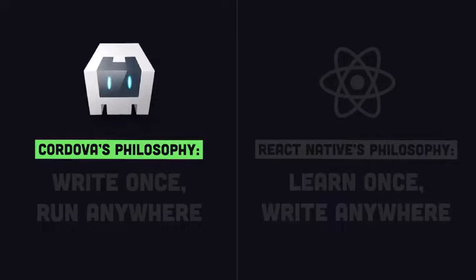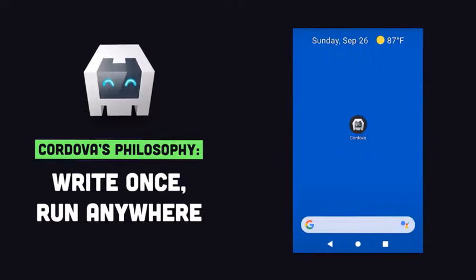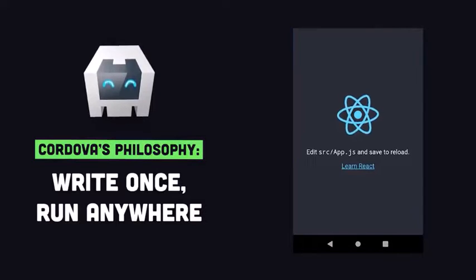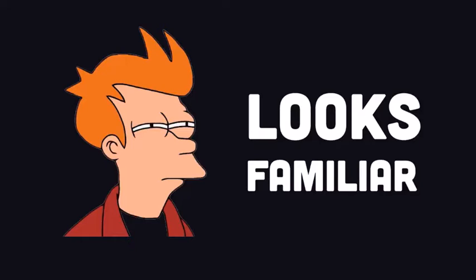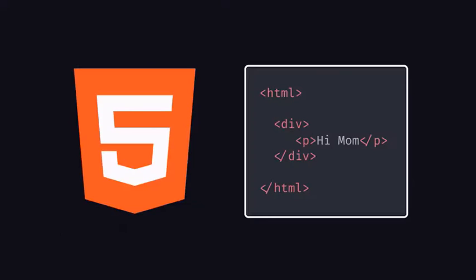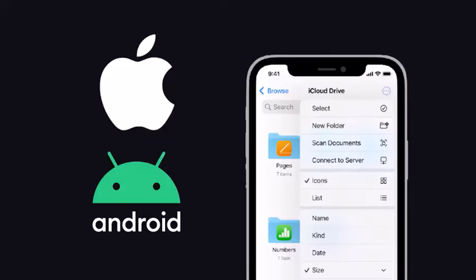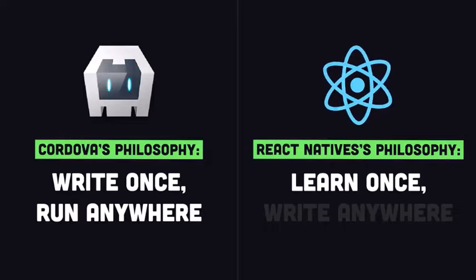The philosophy is write once, run anywhere. This works, but it can be hard to make a website feel like a true native experience. React Native takes a different approach. It feels just like React DOM for the web, but instead of using HTML and the DOM as building blocks for the UI, it uses the native components that you would find on iOS and Android. The philosophy is learn once, write anywhere.